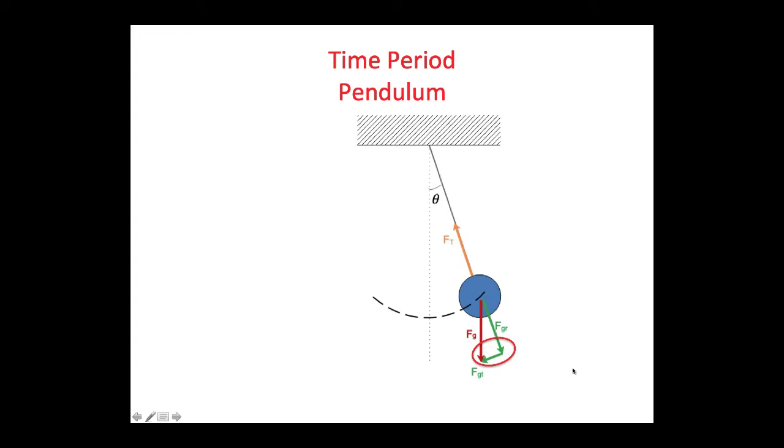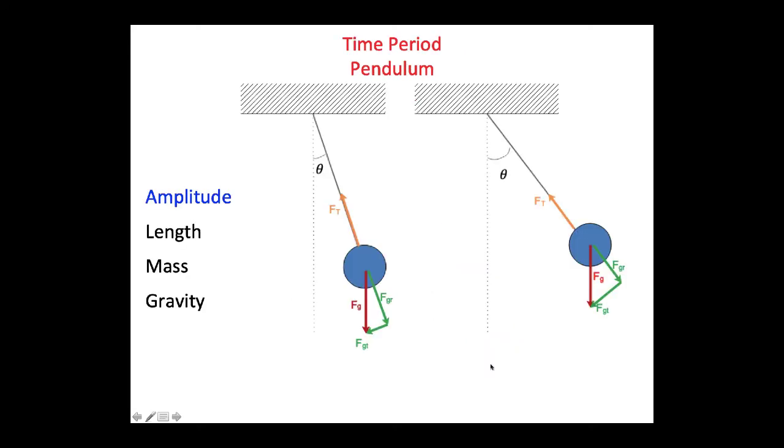What parameters can we change in this system? We can increase or decrease the amplitude. We can use a shorter or longer length of the string. We can increase or decrease the mass of the bob. We can change gravity by changing location. Let's see the effect of changing amplitude on time period.